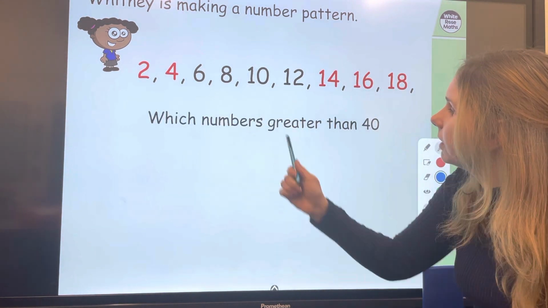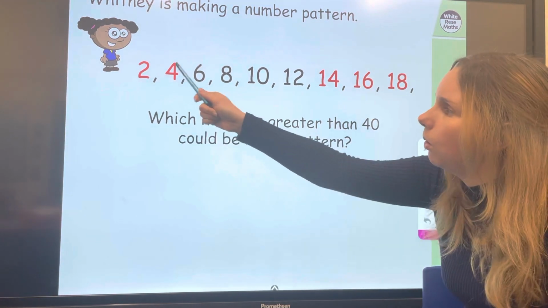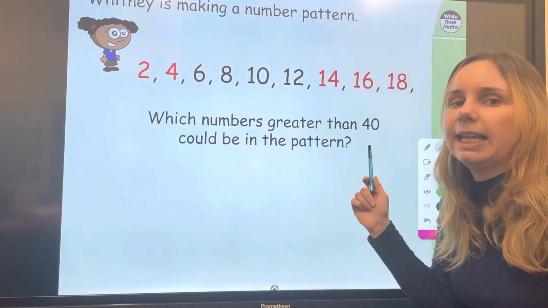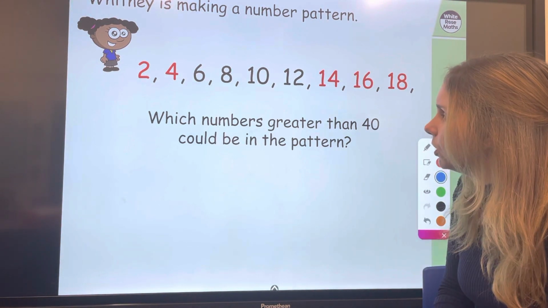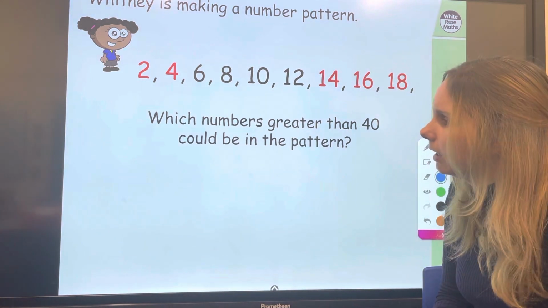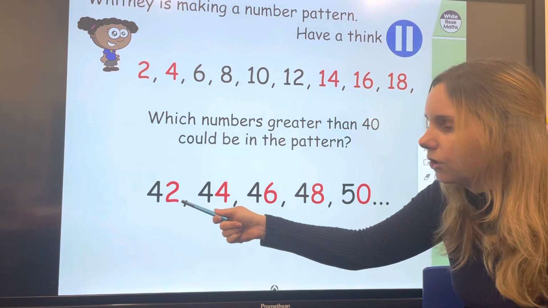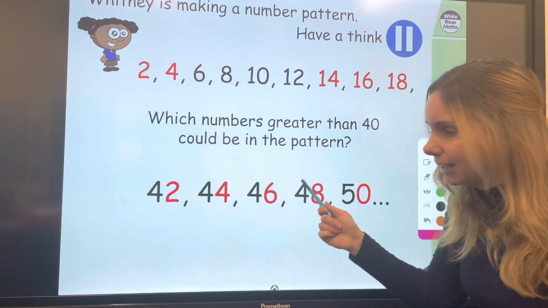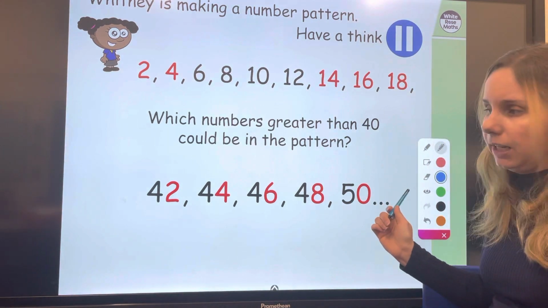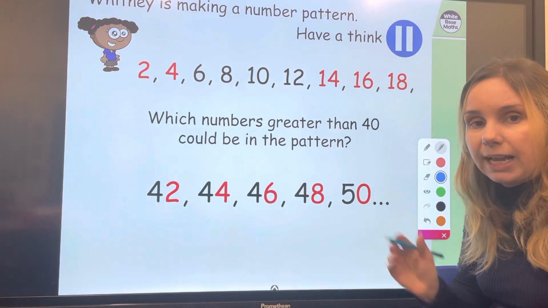Which number greater than 40 could be in the pattern? So what do we know about this pattern? This pattern is even. So which numbers greater than 40 could be in the pattern? Let's have a look. I could have 42, 44, 46, 48, 50 and so on. If it ends in a 2, a 4, a 6, an 8 or a multiple of 10, it could go.